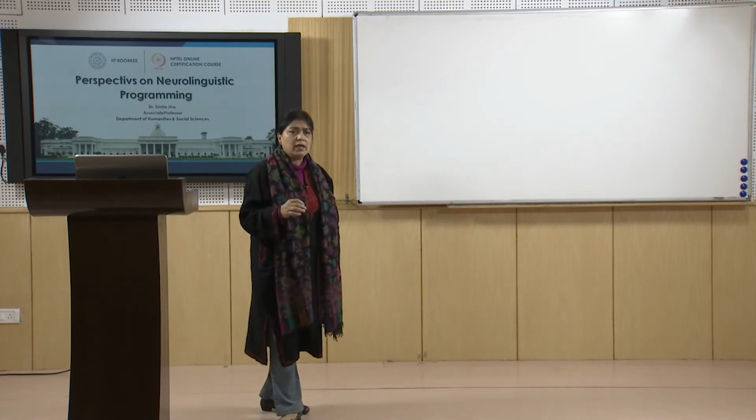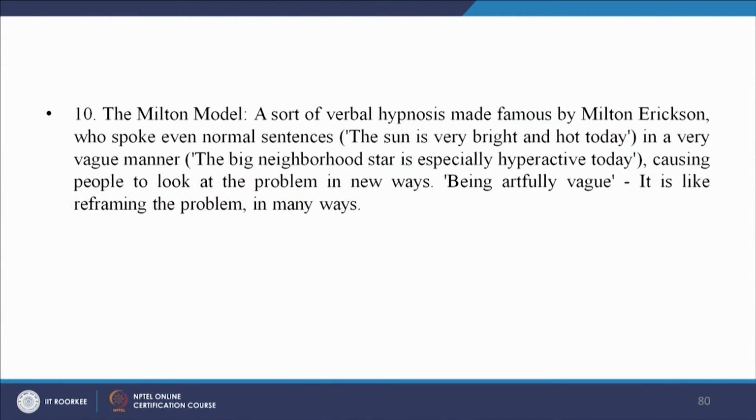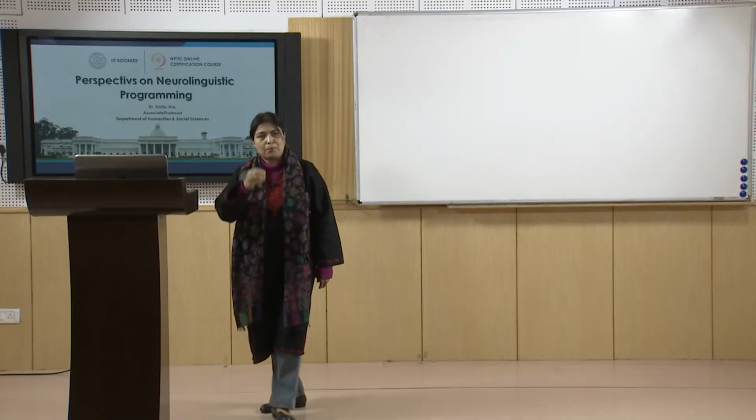The Milton model is a form of short verbal hypnosis made famous by Milton Erickson, who spoke even normal sentences, like the sun is very bright and hot today, in a very vague manner. For example, the big neighborhood star is especially hyperactive today, causing people to look at the problem in new ways. Being artfully vague means very artistically difficult. It is like reframing the problem in many ways.